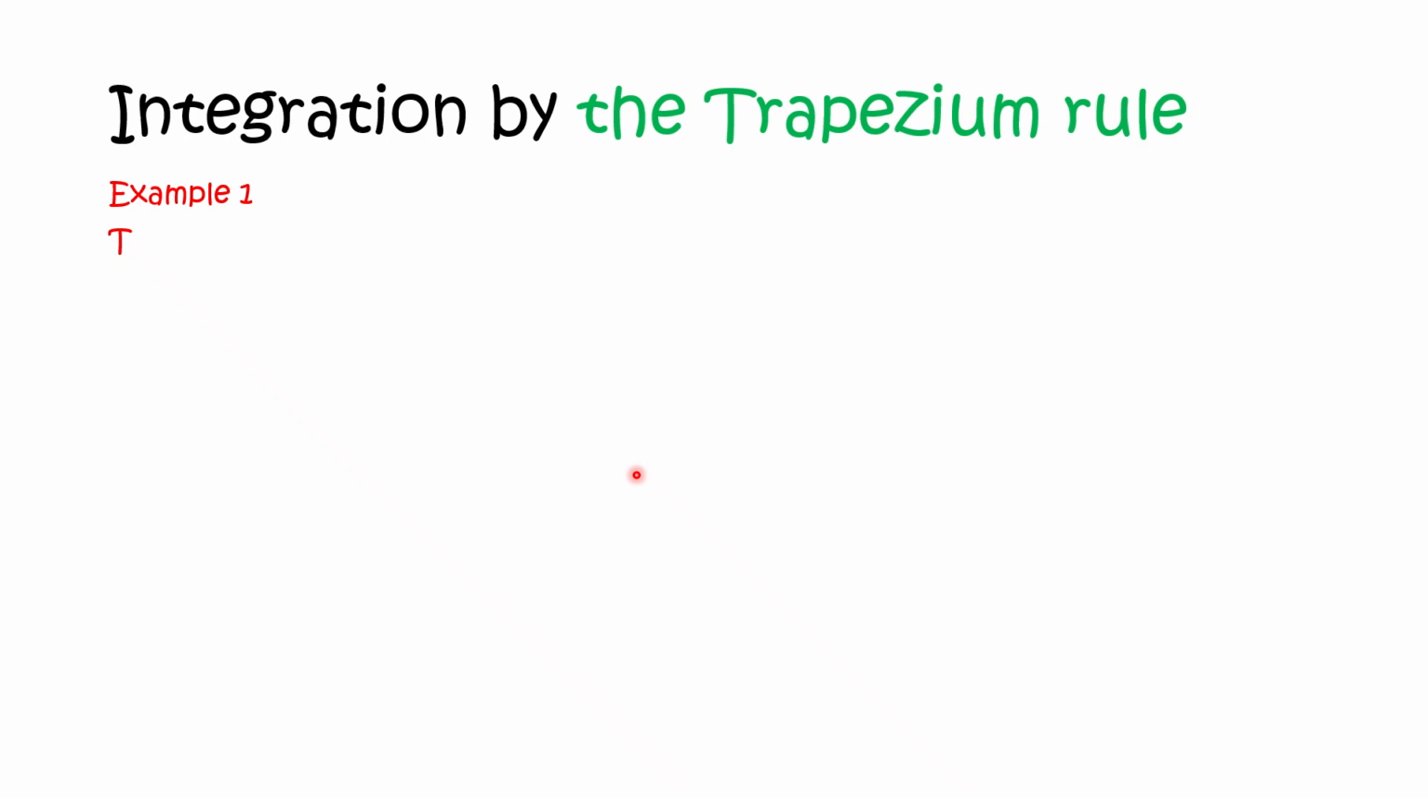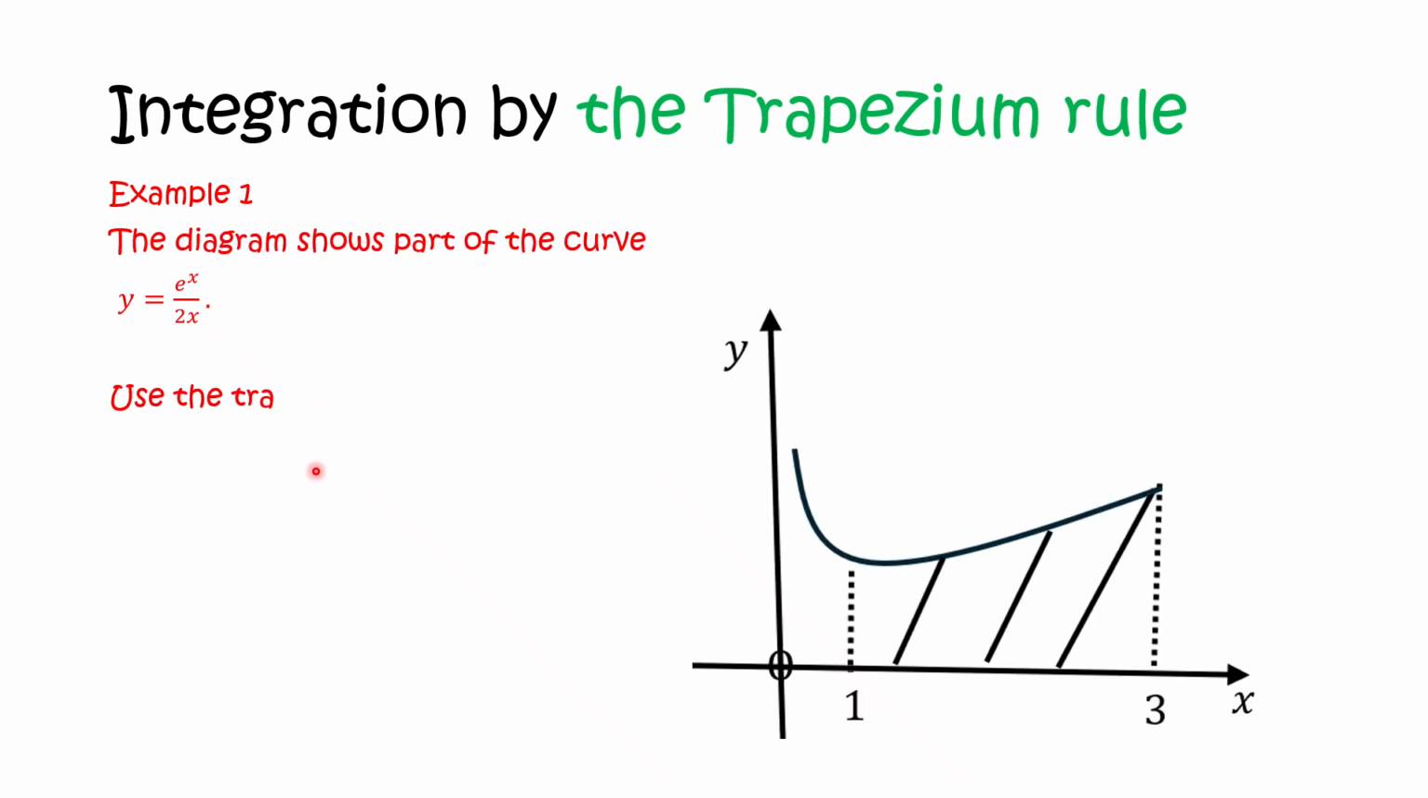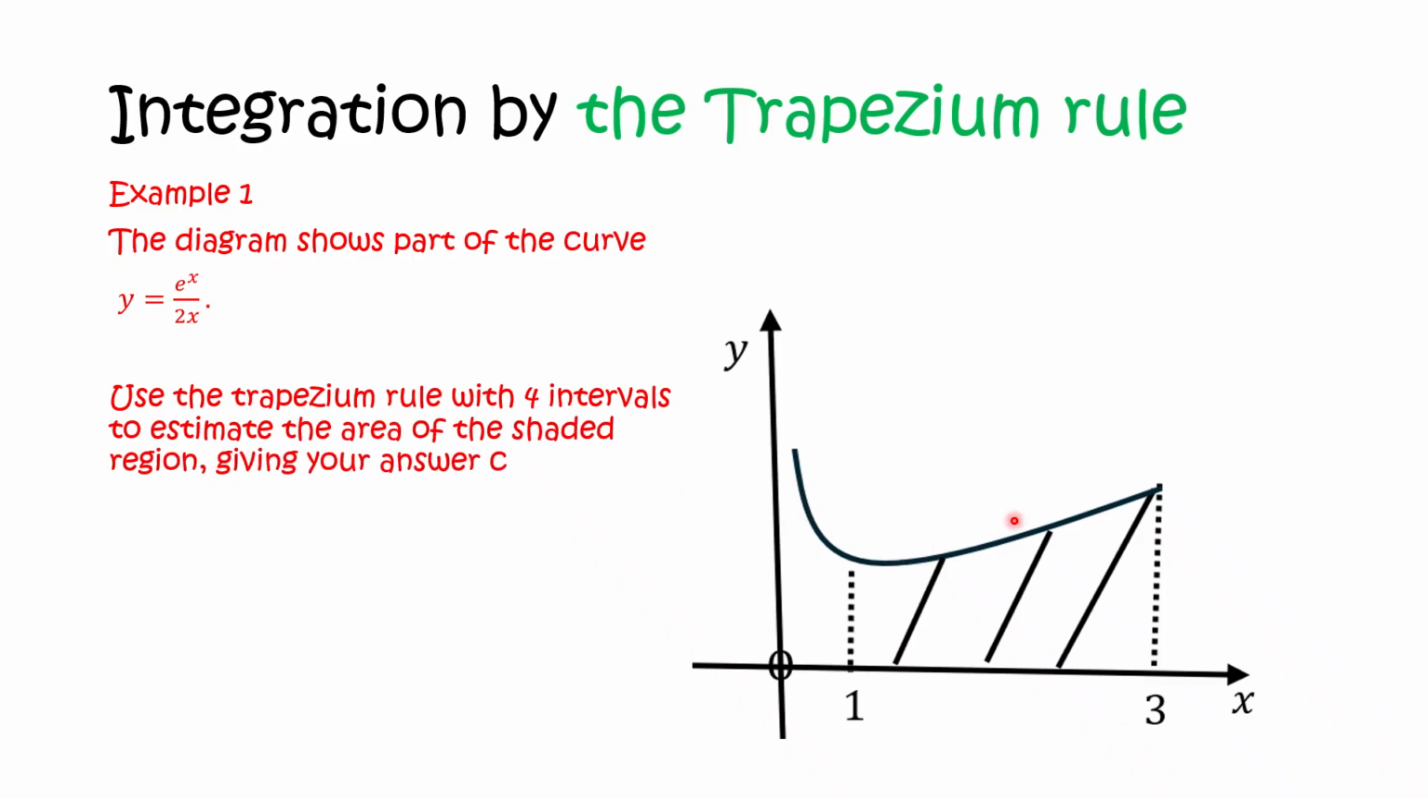Let's take a look at example 1. The diagram shows part of the curve y is equals to e to the x over 2x. Now, taking a look at the graph, we are focusing on the area starting from x is equals to 1 to x is equals to 3. And we can see that this one here is a concave curve, implying that we are obviously going to have an overestimate from what we looked at. That's one thing to take note of.